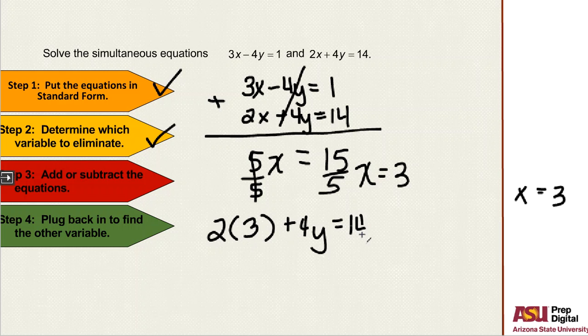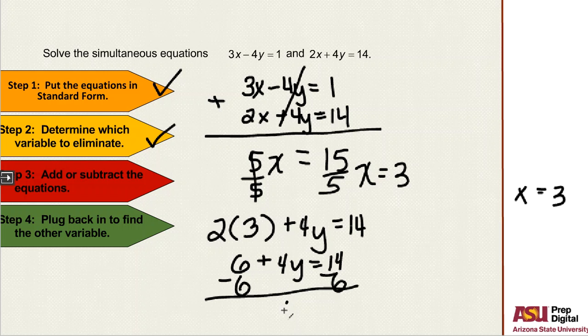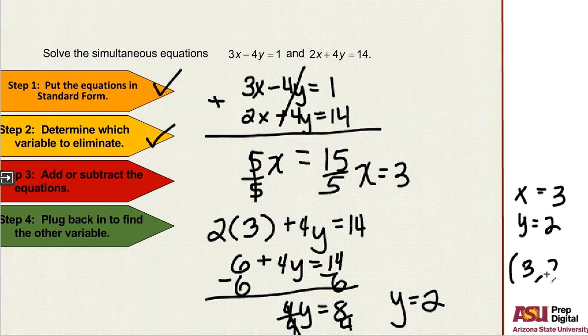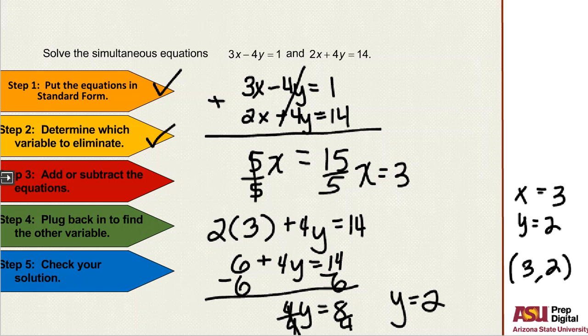Now this one's a little bit longer, but I'm going to solve this equation. I have 6 plus 4y is equal to 14. This is a positive, so I'm going to subtract 6 from both sides. I get 4y is equal to 8. Then I'm going to divide both sides by 4, and I get y is equal to 2. So there's my other answer. You can write this as an ordered pair, 3, comma 2. So there's my answer.